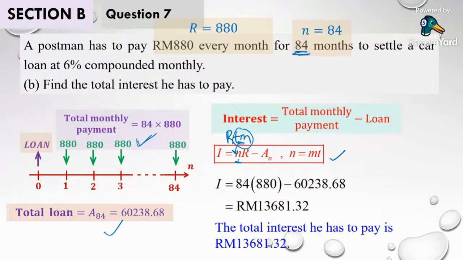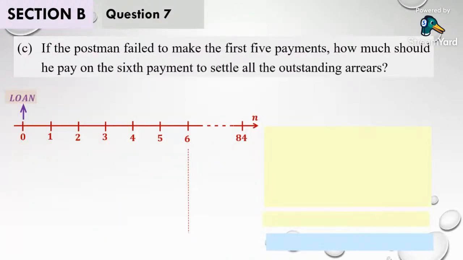Question C. If the poor man failed to make the first 5 payments, how much does he have to pay on the 6th payment to settle all the outstanding arrears? So now you want to clear off the debt, not only the current payment but also the payments that were missed out. How much should he pay? If you say that in total there are 6 payments not paid, so you just take 6 multiplied by R, then that is of course wrong, because all the payments missed out will incur a penalty.